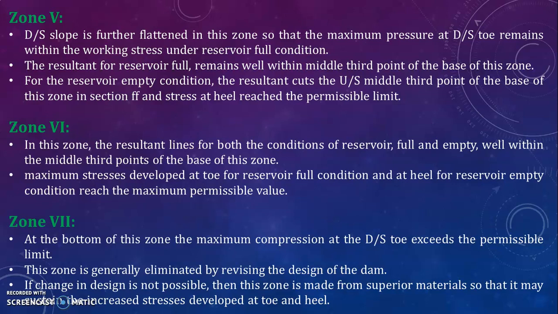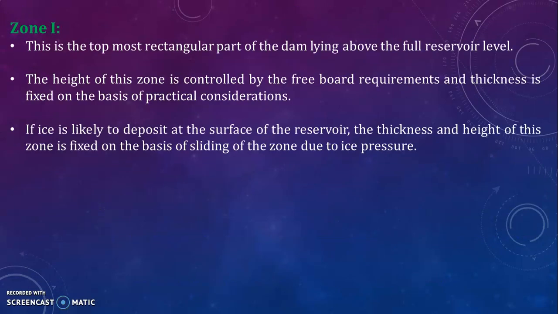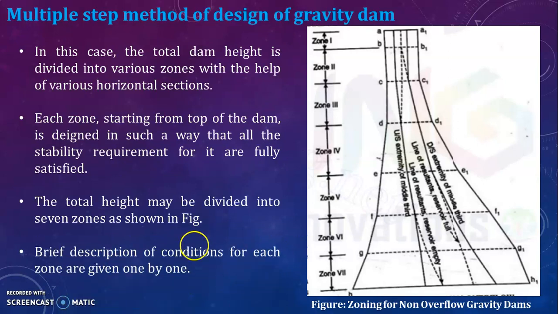This zone is generally eliminated by revising the design of the dam. If change in the design is not possible, then this zone is made from superior material so that it may sustain the increased stresses developed at toe and heel. So this is about the multiple step method of design of gravity dam. Mainly, the total dam height is divided into various zones: zone 1, zone 2, zone 3, zone 4, zone 5, zone 6 and zone 7.